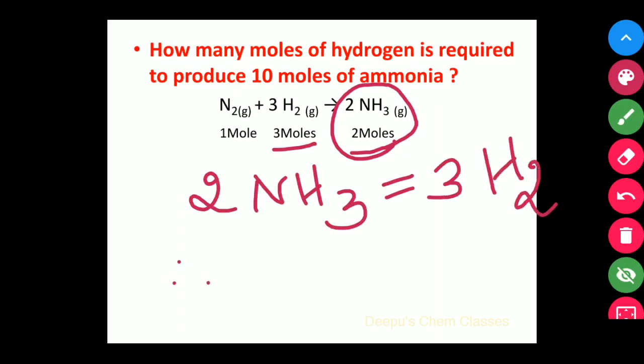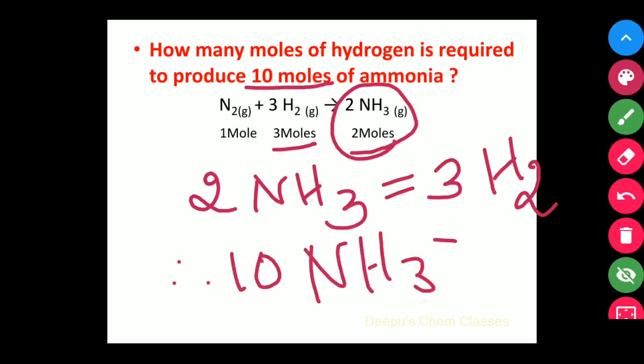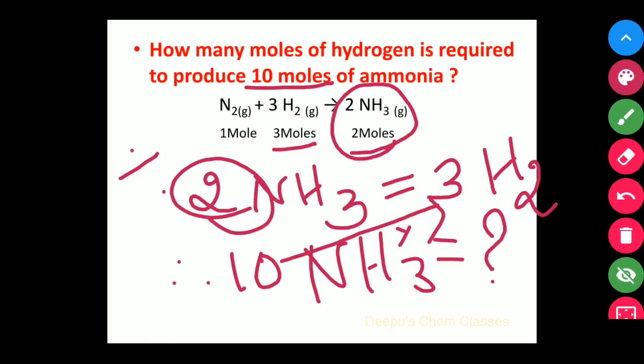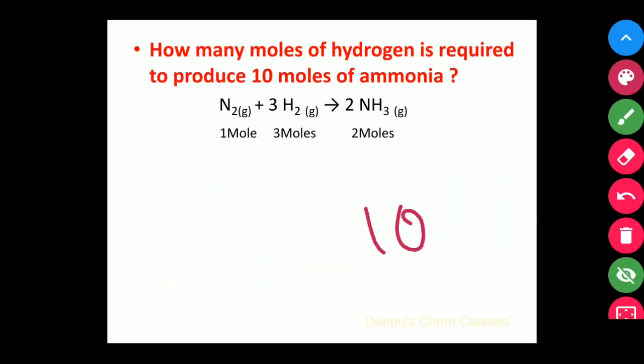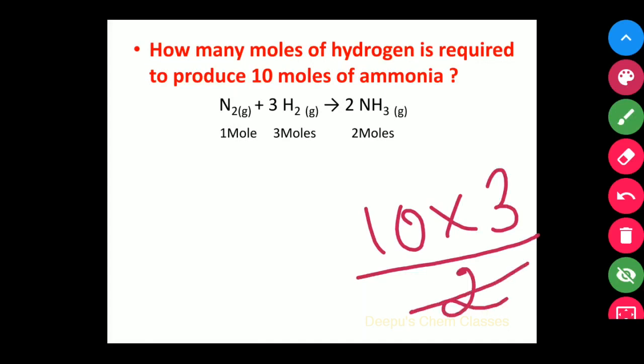Then as per the problem given, 10 moles of ammonia is produced by how much hydrogen? Cross multiply and bring this term under division. So you get 10 into 3 divided by 2. If you simplify this value, you get 5 into 3, 15 moles of hydrogen.